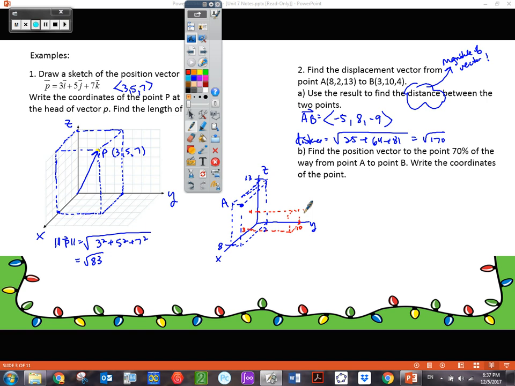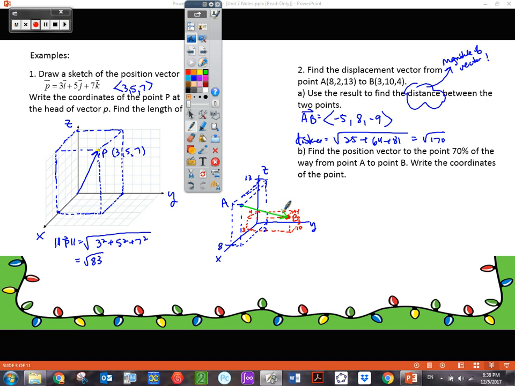Okay, making those. There's my side of my box. Let's make the other side. Okay. So my point B would be here. That would be point B. And now I'm going from A to B. So we're really looking like this, from A to B. That's what we would want our vector to look like, that we're going from A to B.